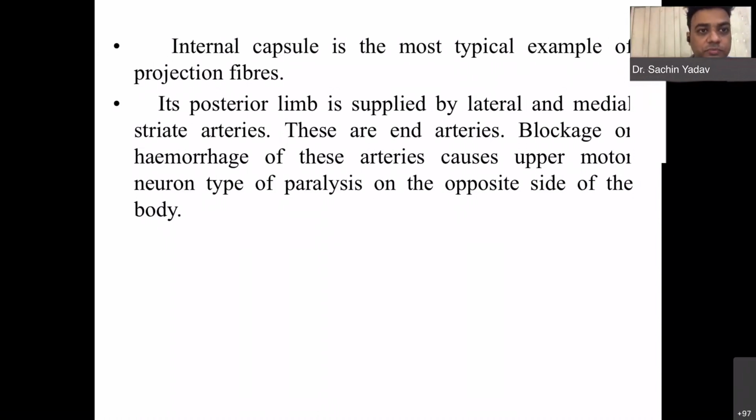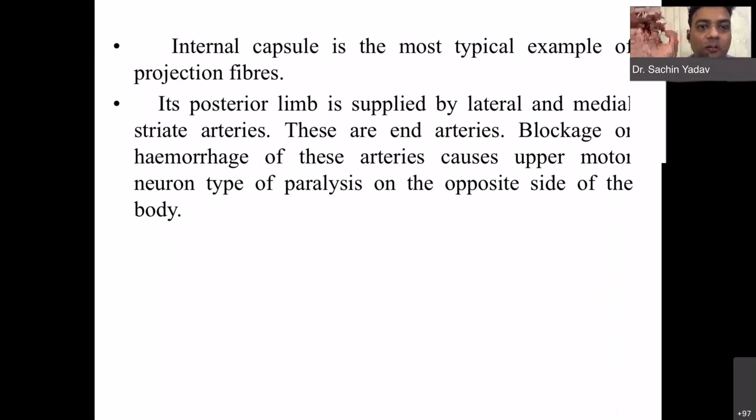So upper motor neurons means the central, the higher center, from say any part of the brain. Those neurons are known as the upper motor neurons, controlling the motor function. Okay, and the lower motor neurons means the anterior horn cells of the spinal cord. So they are known as the lower motor neurons.